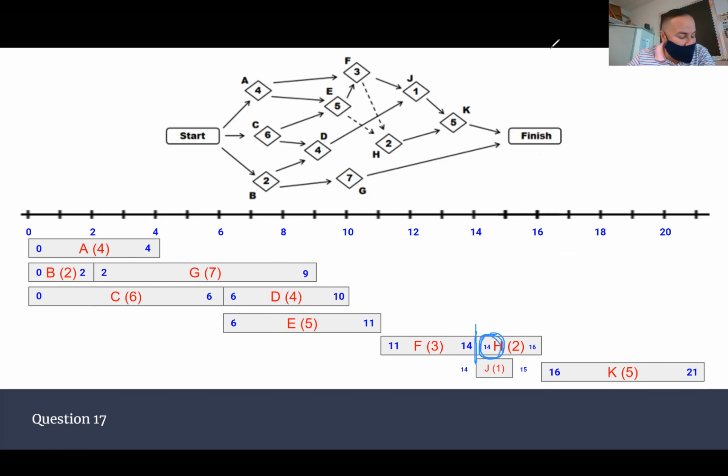And number 23, after how many weeks is the earliest that E could finish? Finish? Yeah, 11. E can't finish any earlier than that. All these could start and end later, right? We're talking about what's the earliest, and it can't be any earlier than that.